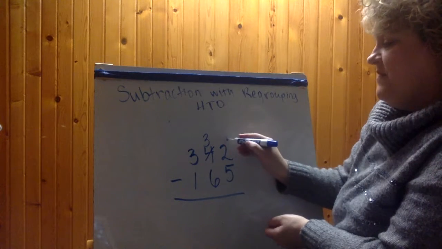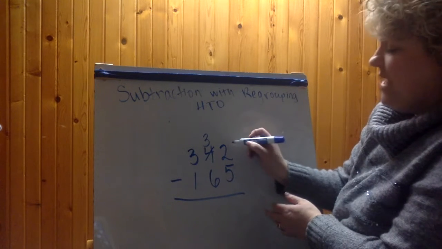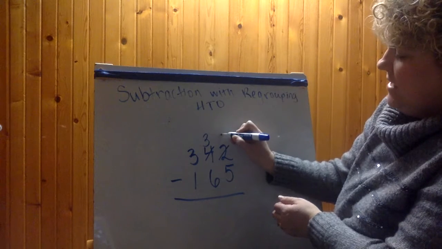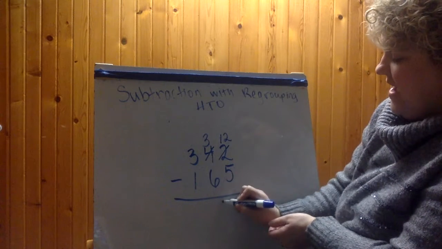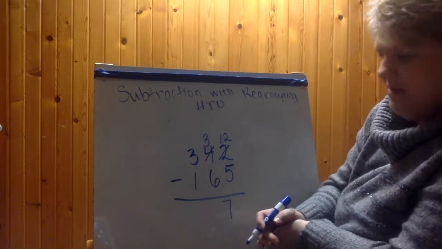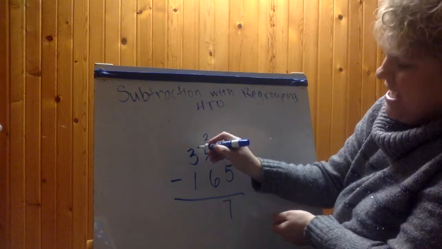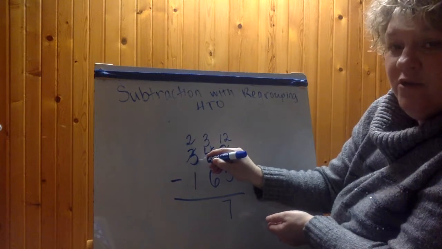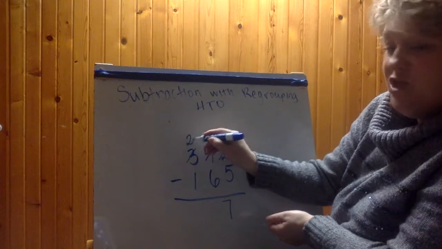We're going to take that group of 10. We've broken it into ones, and we're going to have that group of 10 plus the 2 that's already here. So 10 plus 2 is 12. 12 minus 5 is 7. 3 minus 6, again, it's not possible. So we're going to go over to the hundreds. We're going to mark out the 3 and make it a 2 because we're going to take one group of 100 away, and we've got 2 left.